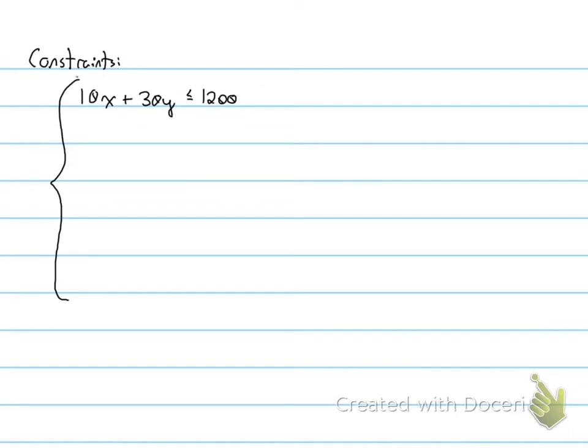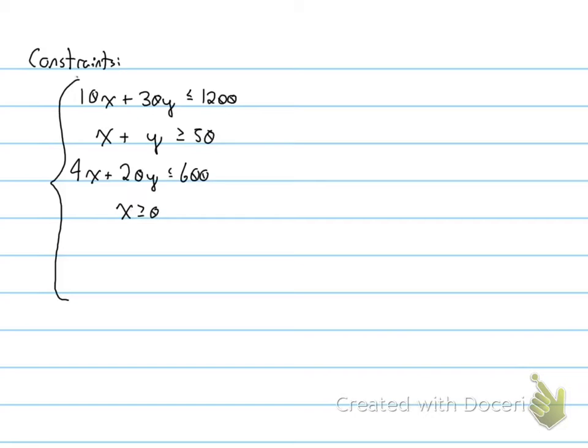10 minutes to make a t-shirt plus 30 minutes to make a hoodie, I want to be less than or equal to 20 hours of work, or 1,200 minutes. My next constraint, I want to make at least 50 items of clothing, so X t-shirts plus Y hoodies should be greater than or equal to 50. I want to not spend more than $600, so this is going to represent my budget. $4 to make a t-shirt plus $20 to make each hoodie should be less than or equal to $600 in total.